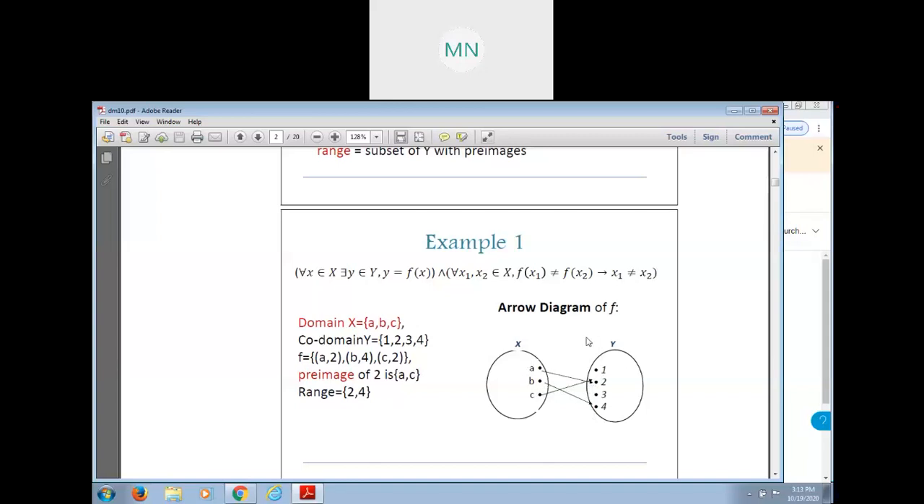Do you understand? Hello? Have you understood? Yes. Here see the diagram. Is there any element left in X which is not associated with Y?